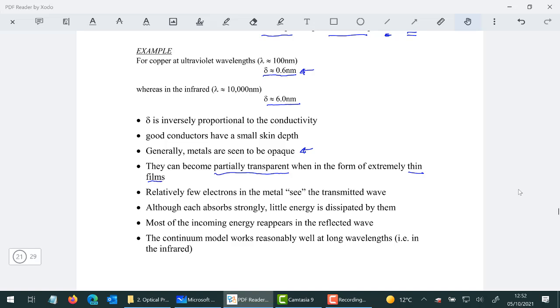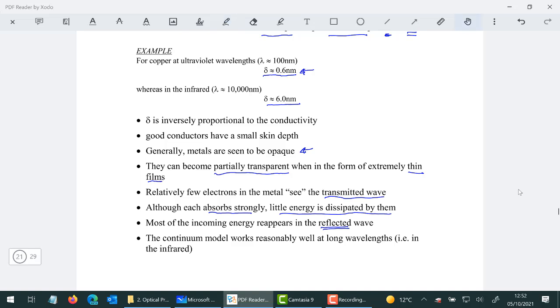As I said, relatively few electrons in the metal actually see the transmitted wave. And even though each of those electrons will absorb very, very strongly, actually not that much energy is dissipated by them. Most of the light that hits the surface is actually reflected rather than absorbed or transmitted.